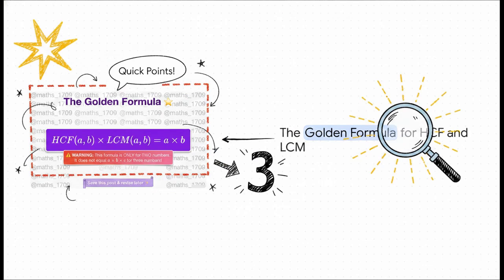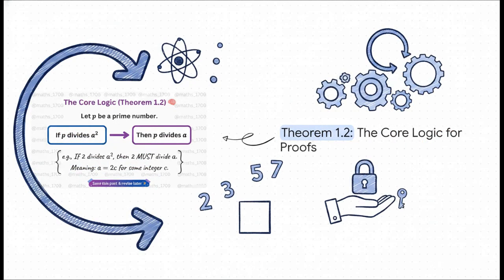And that actually brings us to the golden formula. Guys, this is your ticket to quick, easy points on the test. It states that the HCF multiplied by the LCM perfectly equals the product of your two numbers. But, and this is a big warning here, this formula only works for two numbers. Literally, do not try to use it for three numbers or you're definitely going to lose points. Two numbers only.